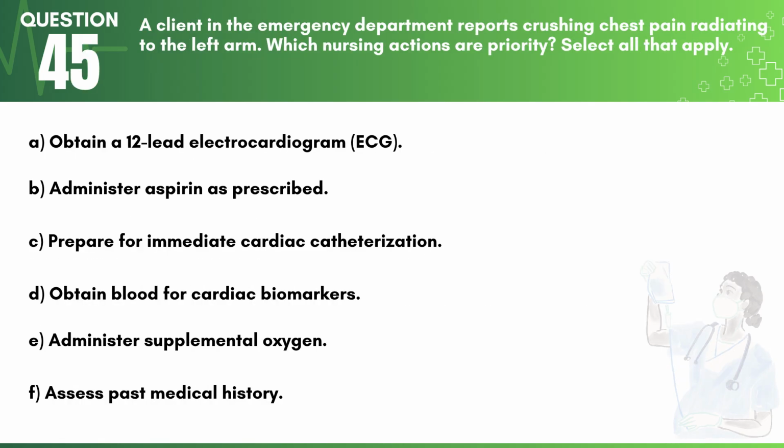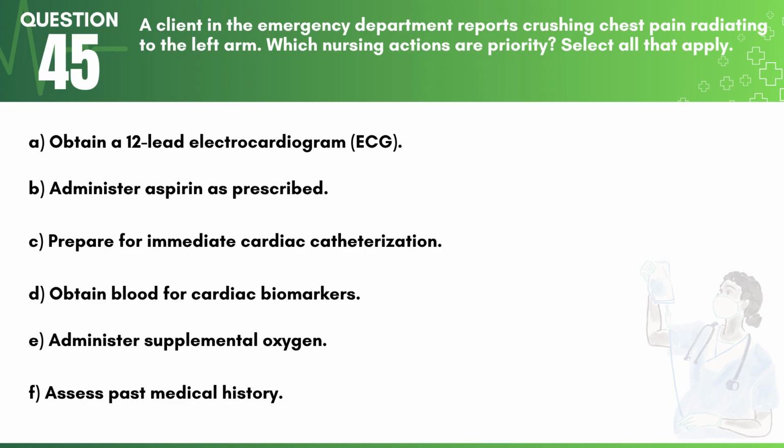Question 45. A client in the emergency department reports crushing chest pain radiating to the left arm. Which nursing actions are priority? Select all that apply. A. Obtain a 12-lead electrocardiogram, ECG. B. Administer aspirin as prescribed. C. Prepare for immediate cardiac catheterization.